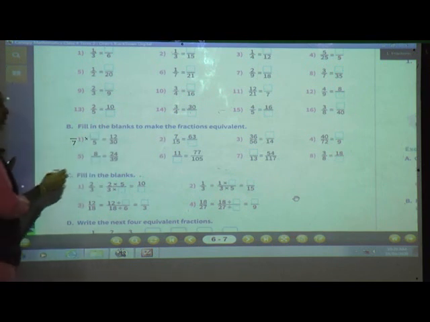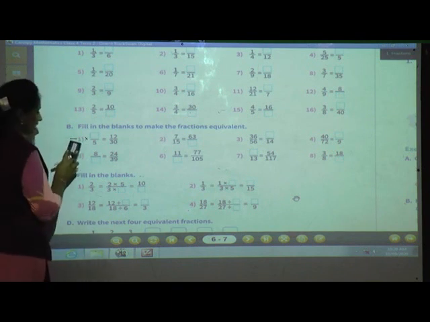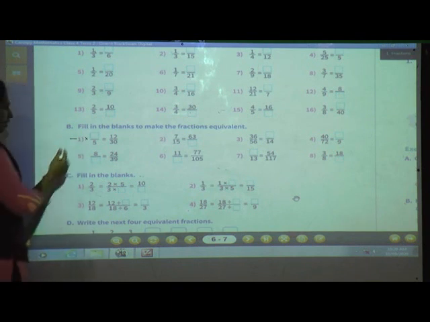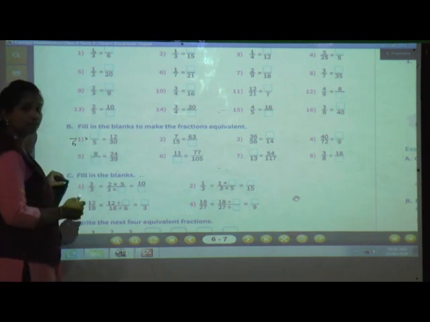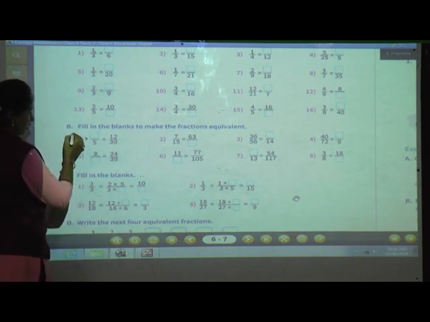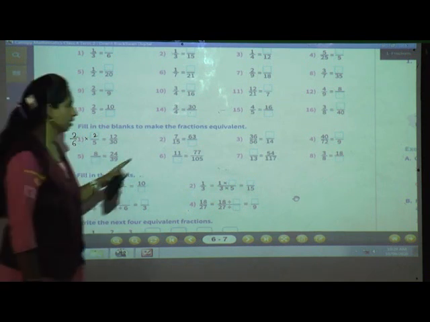Tell me. 5 7s or 5 6s are students? No. 5 5s are 25, 5 6s are 30. So here what 6s are 12? Yes. 2 6s are 12. So what will come here? 2. Clear? Yes. Now see the next one.